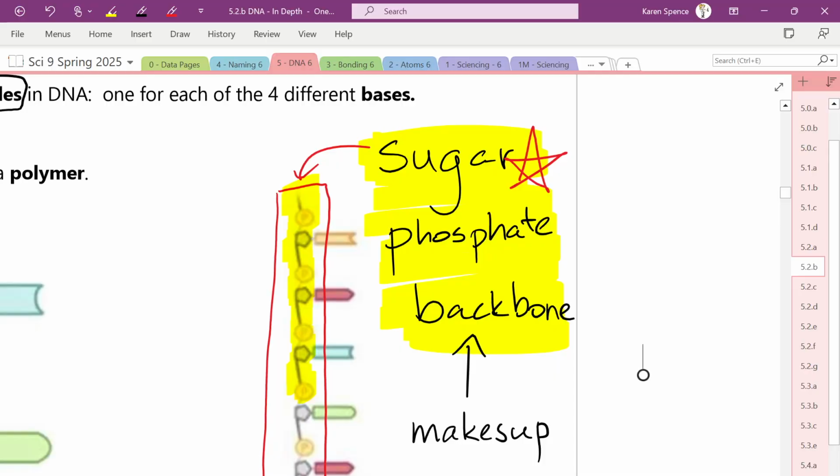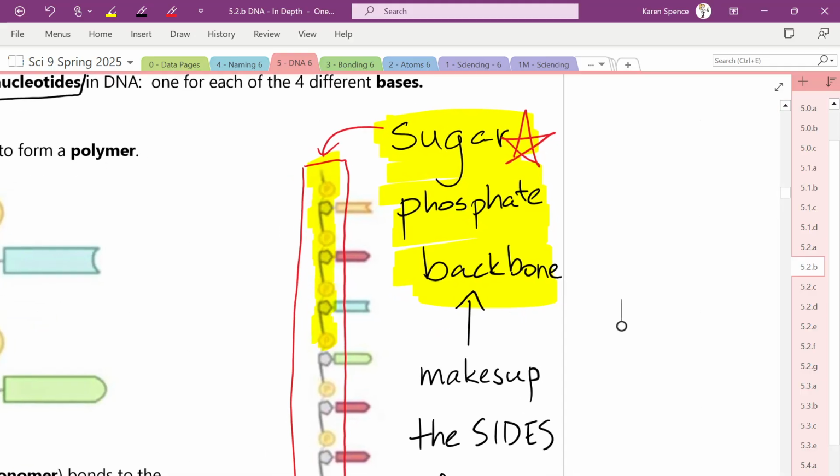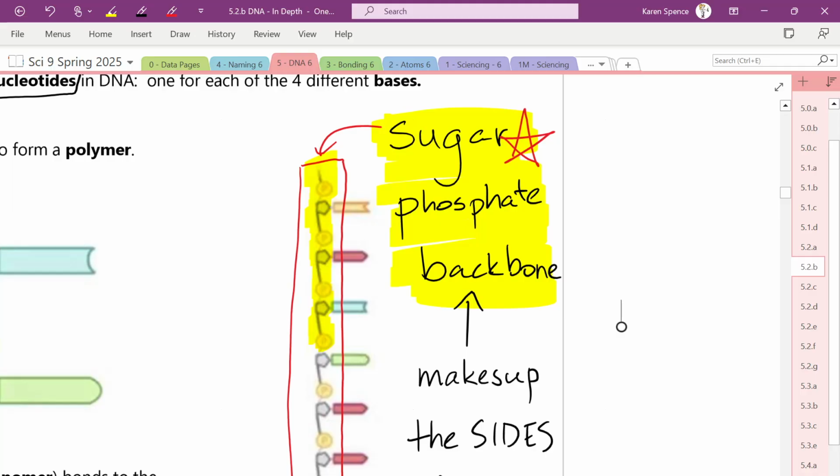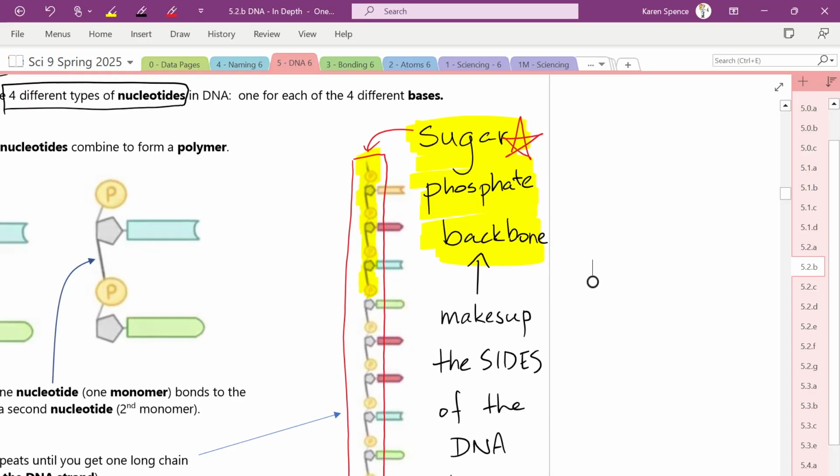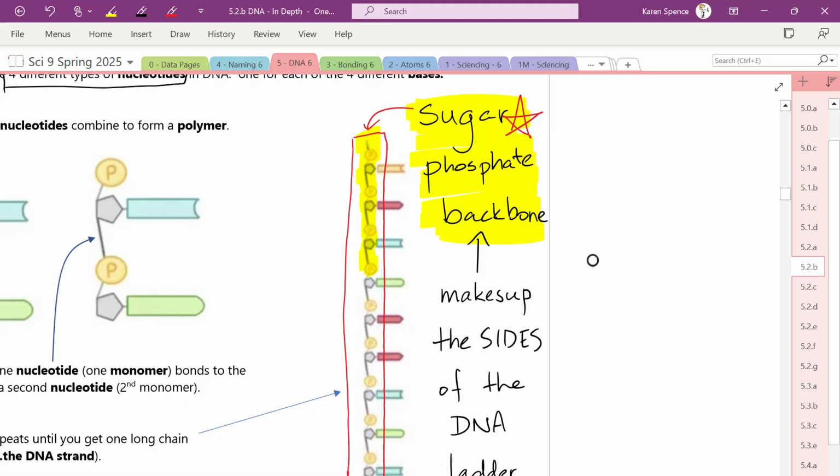Make sure you've labeled that. Write it down. Yes. Yep. The sugar phosphate backbone makes up the sides of the DNA ladder.